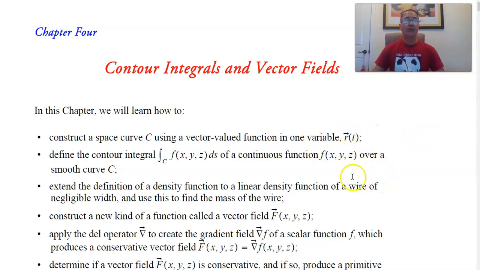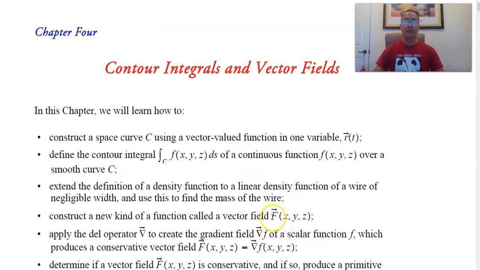We are going to construct the contour integral, and it's written this way. It's actually back to a single integral over the curve C of a function in 3 variables ds, where your function is continuous on this curve, and it can also be only in 2 variables. Of course, more on that later. What does it mean if your function is a density function? Then as usual we will find the mass of this curve, which we can think of as a wire.